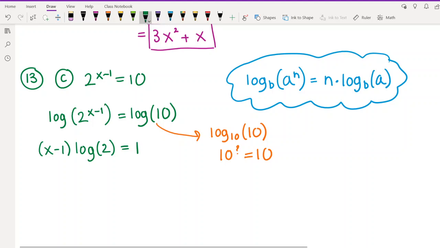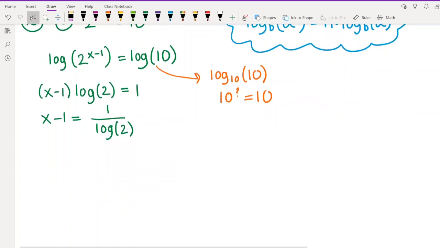So we're trying to solve for x. You could distribute here, but you're going to find it a little easier if you instead leave the x minus 1 together and just divide both sides by log of 2. So we have x minus 1 is equal to 1 over log of 2. And then to solve for x, all we have to do is add 1 to both sides. So we have 1 over log of 2 plus 1. And then you can just type this into a calculator and you'll find that it's approximately equal to 4.32.